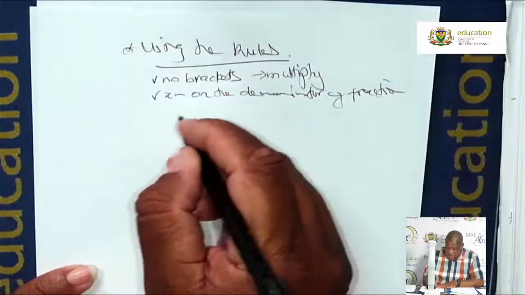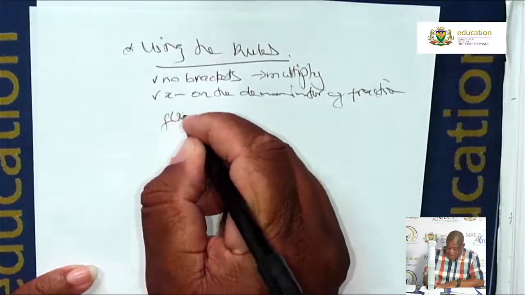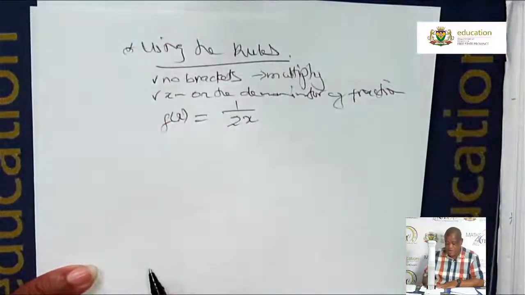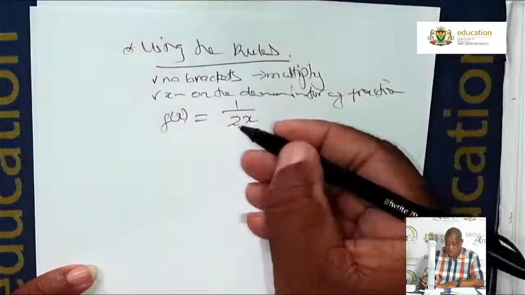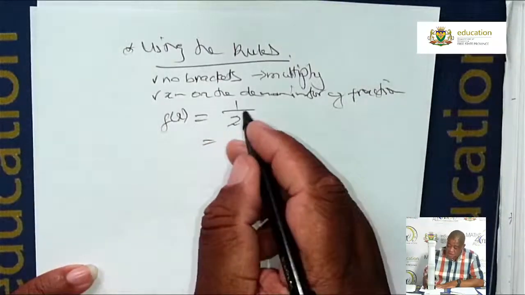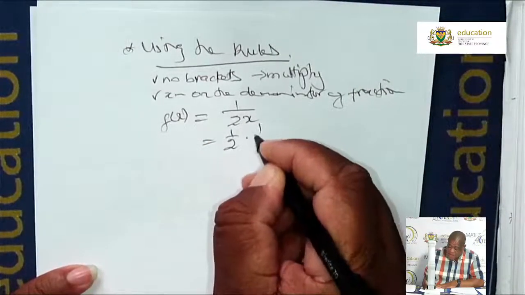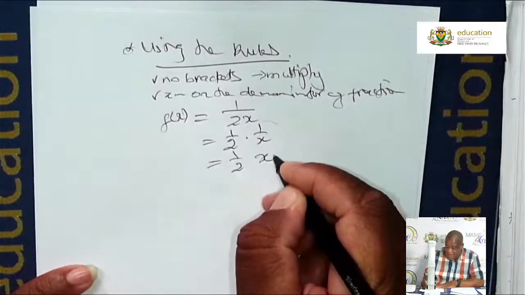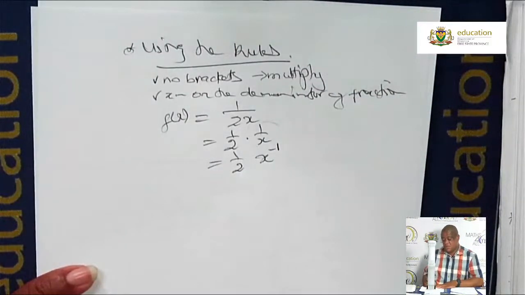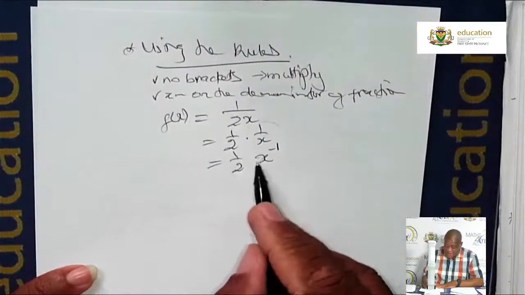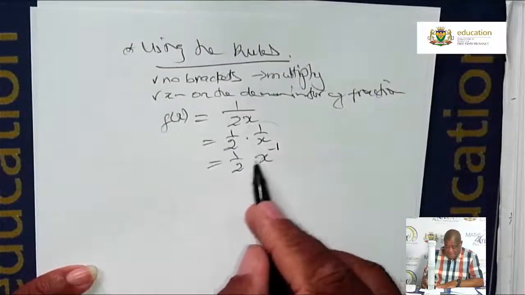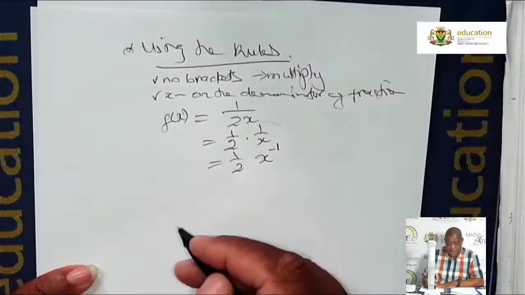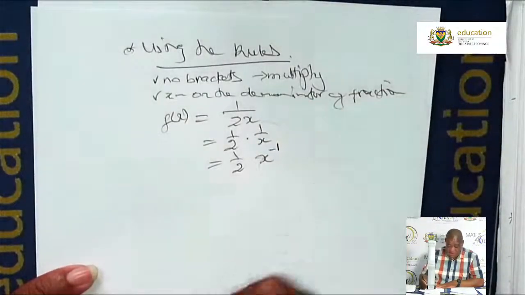In other words, if you are given f at x equal to 1 over 2x, for an example, before you can use the rules in differentiating this, make sure you see this as a half multiplied by 1 over x, whereby the 1 over x can be expressed as x to power negative 1. Once it's like this, x is no more appearing on the denominator. It's written exponentially with a negative exponent. Then we can differentiate once we have done. We are just simplifying, we are not differentiating there.